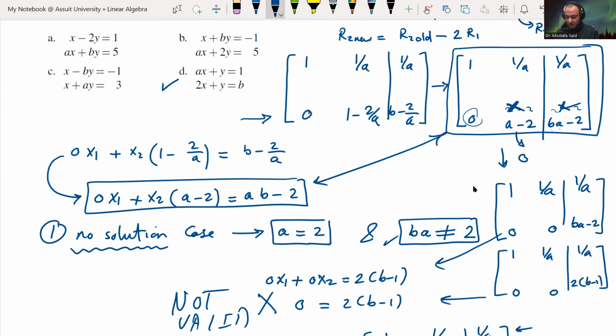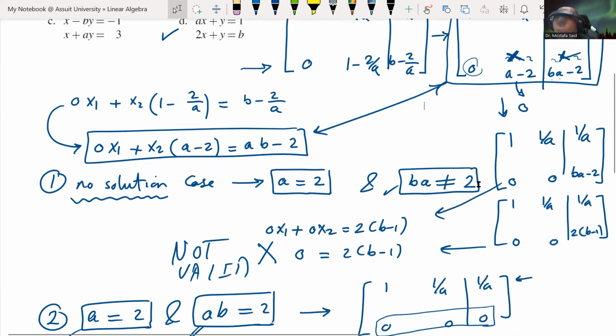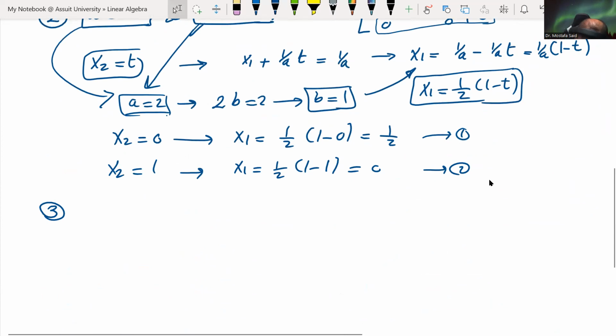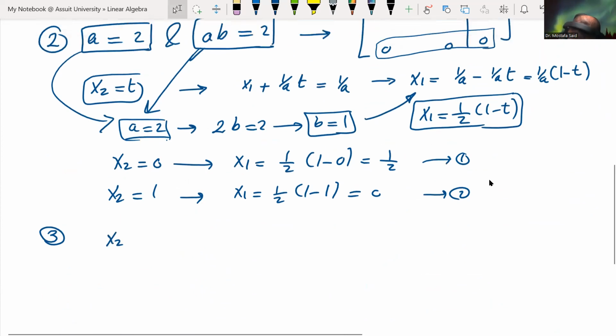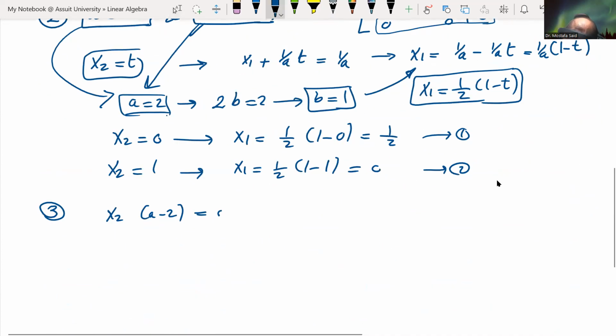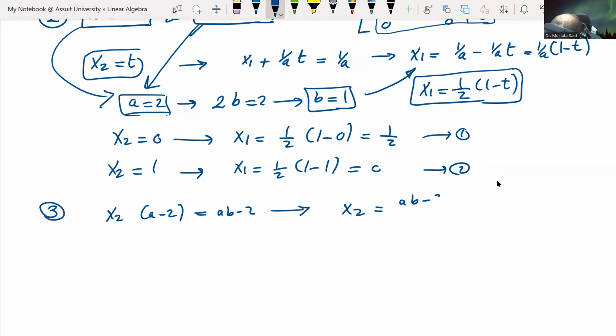So basically we're going to go back to this equation here, which we used when we found the last step in our Gaussian elimination before we go further into the cases. So we have 0x1 plus x2 (a minus 2) equal to (ab minus 2). So x2 (a minus 2) equal to ab minus 2, so x2 equals (ab minus 2) divided by (a minus 2).